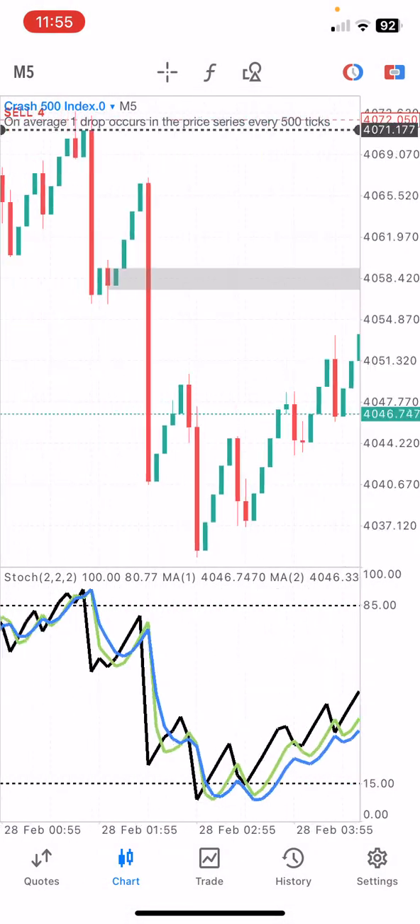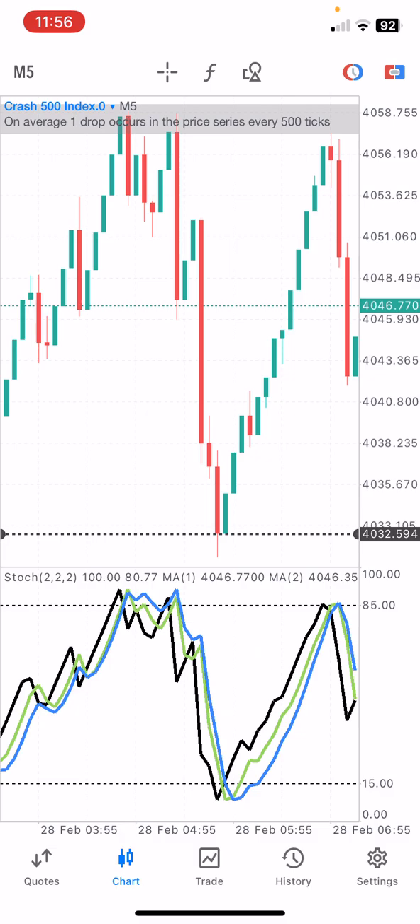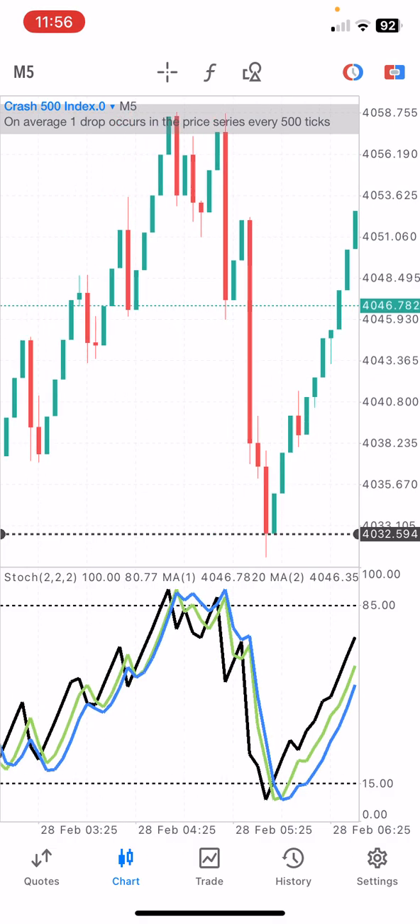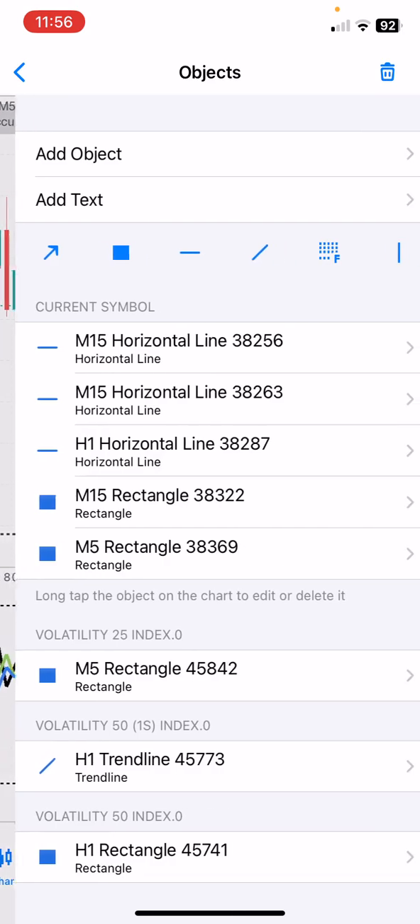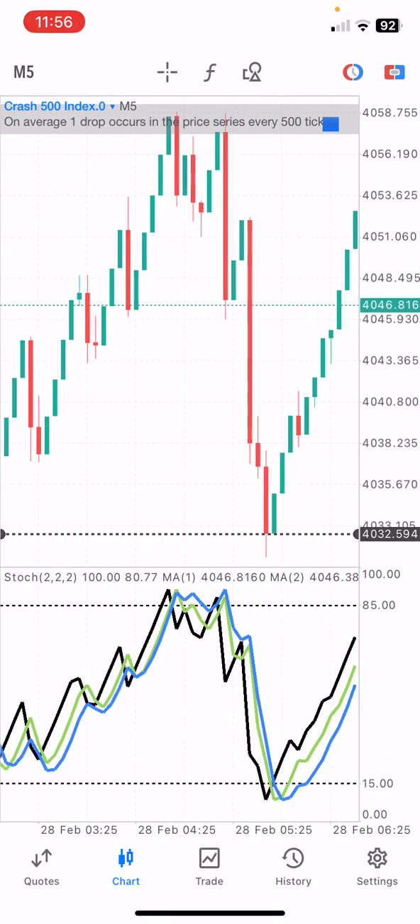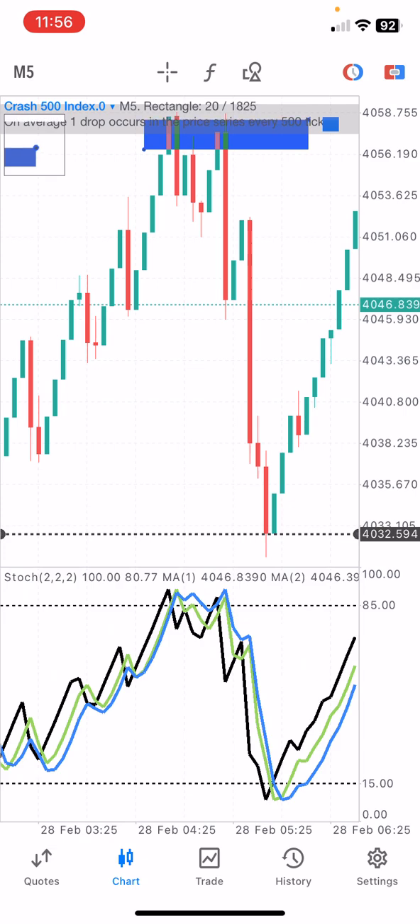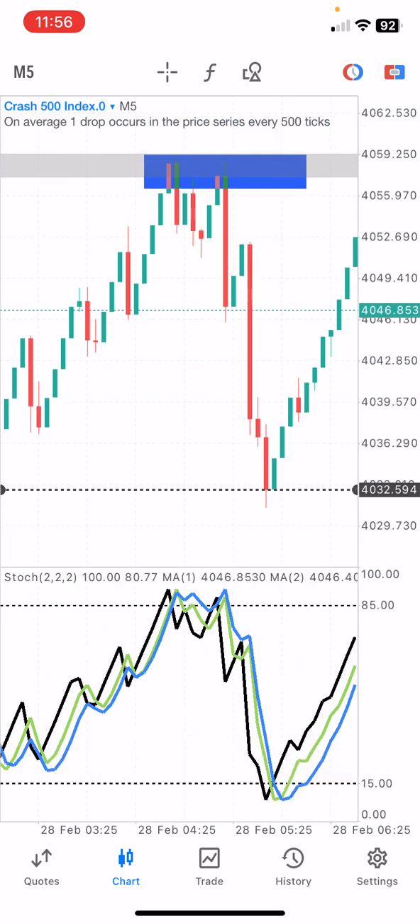Okay, so let me scroll back and look for another example. Okay, so we have another example right here. Now let's say we have already marked out our resistance area. Okay, you know that we are on crash, so we are selling. I've already marked out our resistance area where we want to take our trades from.